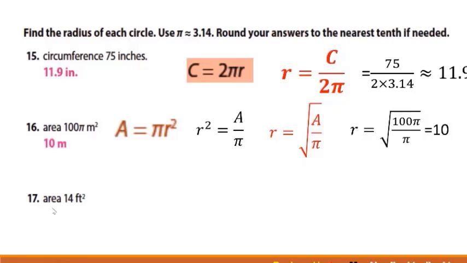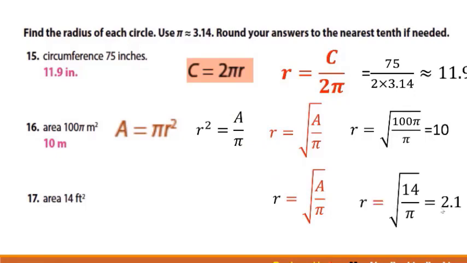The same idea, I have area, so I have to use this rule. So r equals the square root of area divided by pi. So 14 divided by pi gives me, under square root, remember this, 2.1. This is my answer. Okay?